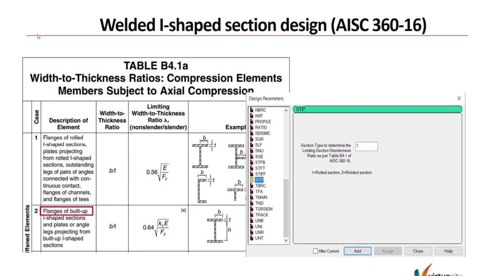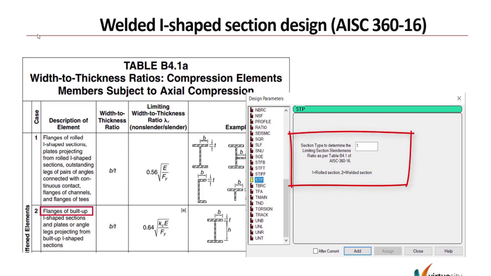So here you can see this limiting width to thickness ratio is different. So the program has to understand that this is a built-up section. So while we categorize the element as slender or non-slender, we need to use these coefficients as a boundary for categorizing it as slender or non-slender. So how would the program know whether the section that you have selected is indeed a hot roll section or a built-up section? For that you need to use a parameter called STP.